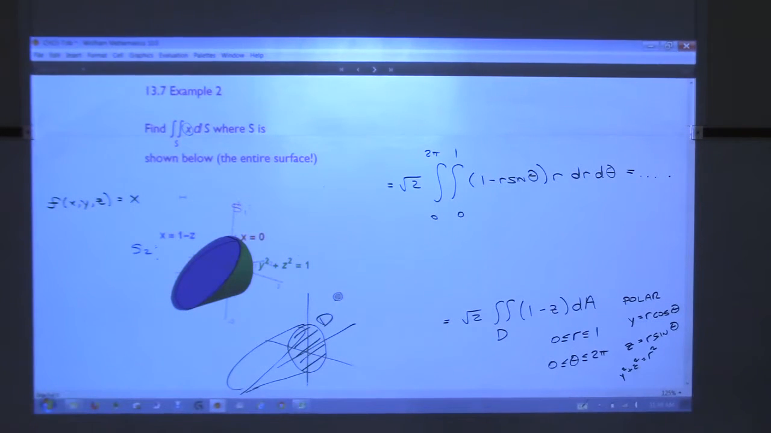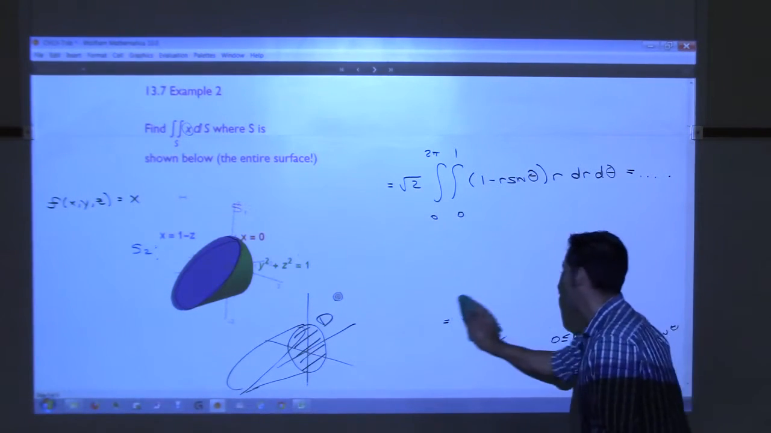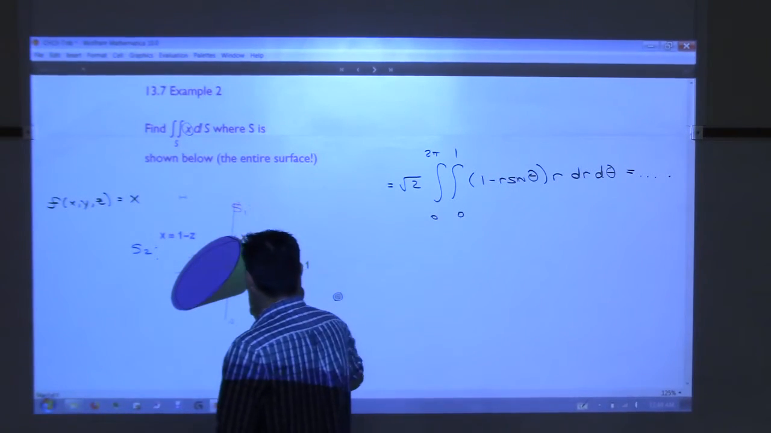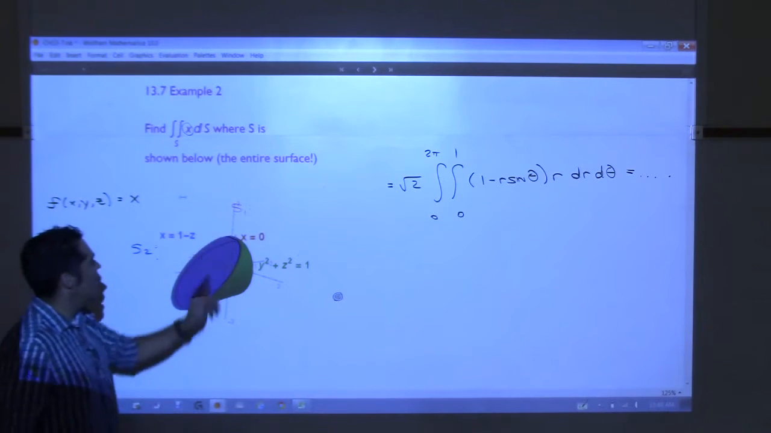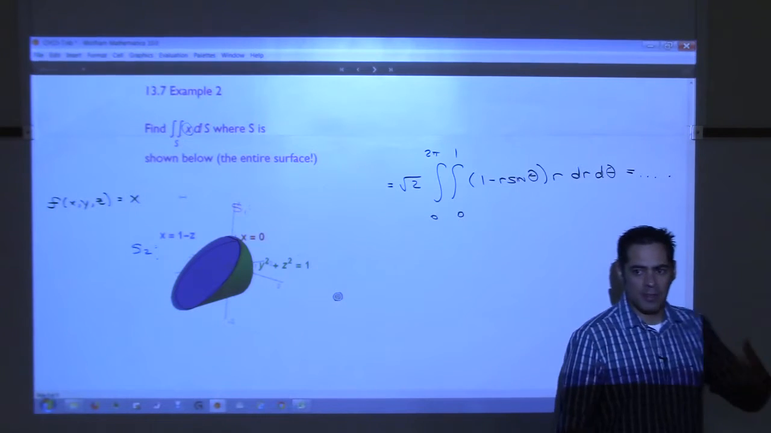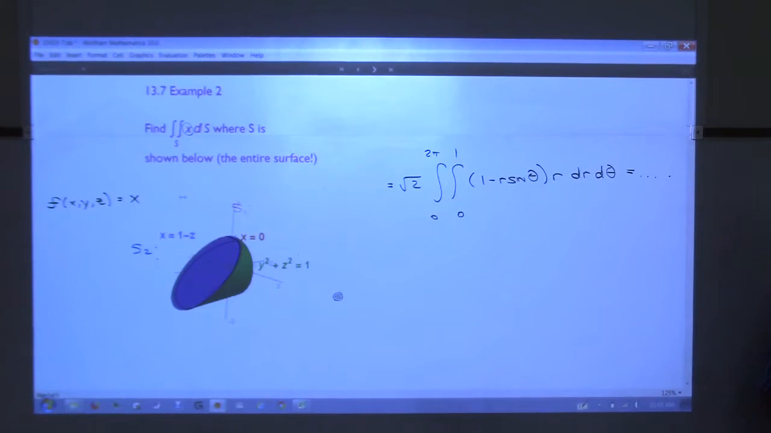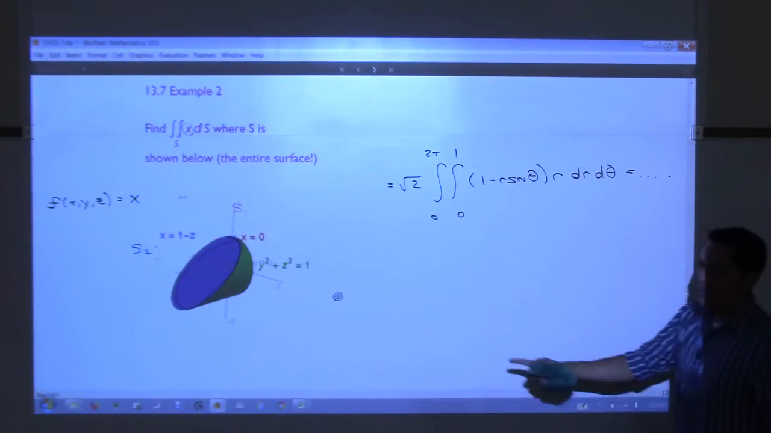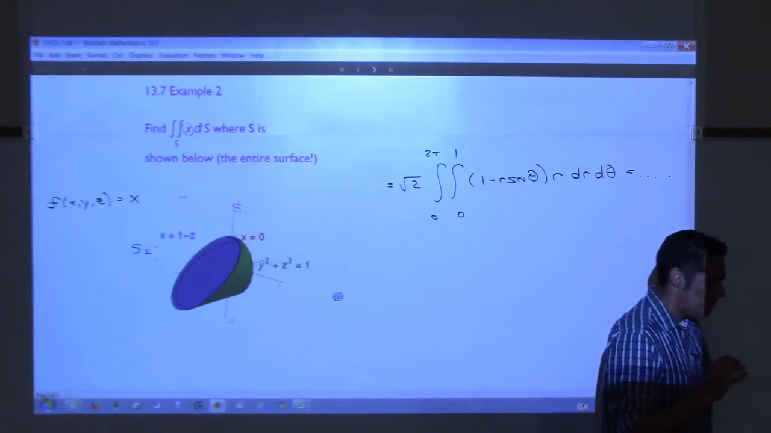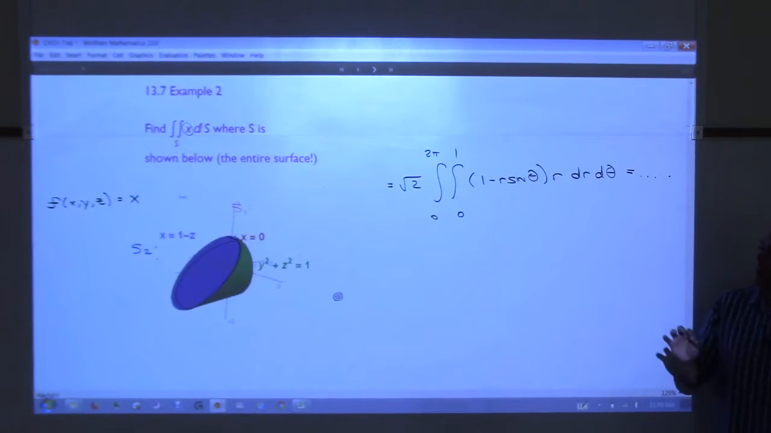Tell me about S3. Okay, so S3, we've been lucky. S1 and S2, we've been able to use shortcuts because we could look at them both as functions of two variables. But can you do S3 as a function? It either needs to be that z is a function of x and y, or y is a function of x and z, or x is a function of y and z. What do you think?